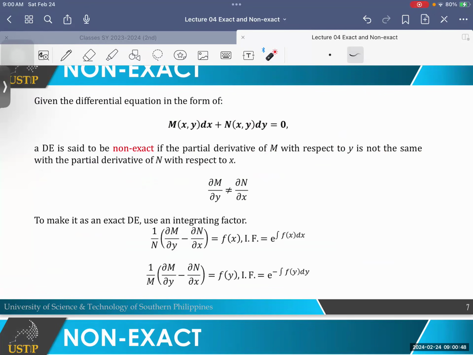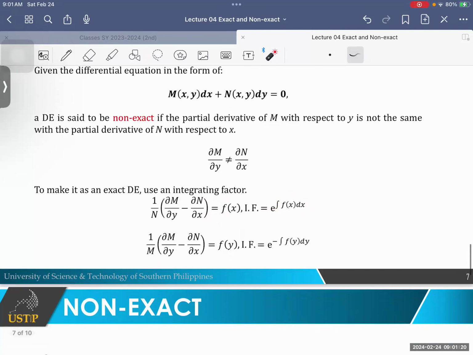Okay. It's a bit complicated, class, because we look at this expression, which is 1 over N multiplied by the difference of these two, this minus that. If we get a purely function of x, purely function of x, if you have a y there, it is not equal. Okay? So if you get a purely function of x, the integrating factor is like this: e raised to the integral of f of x dx.